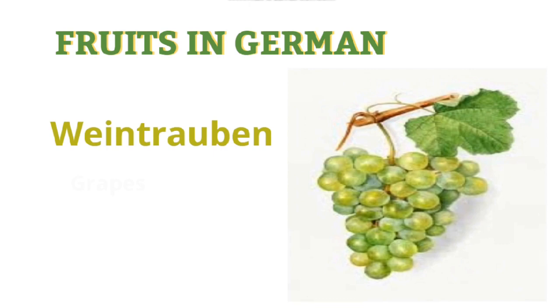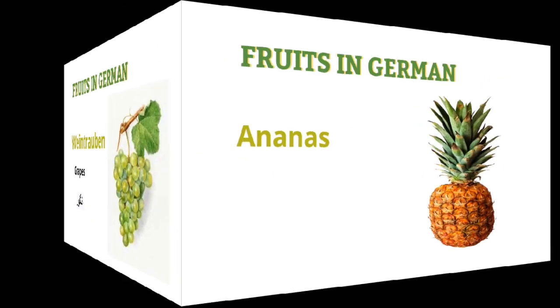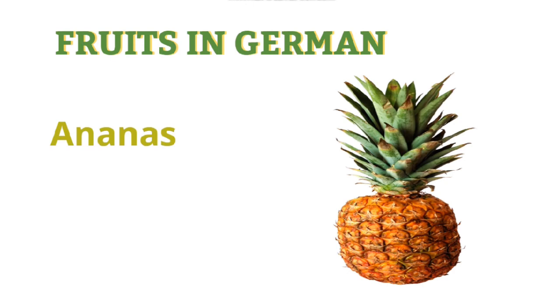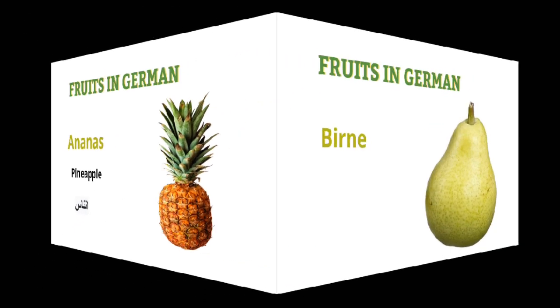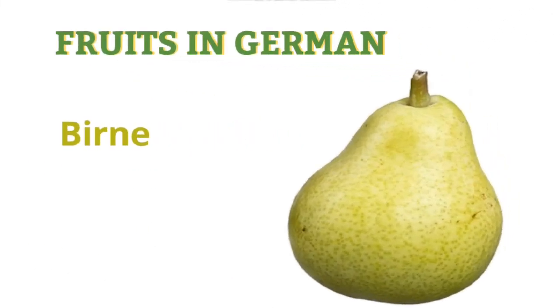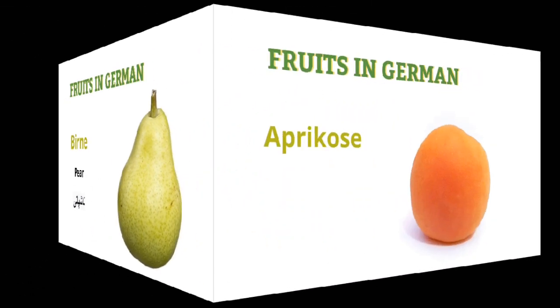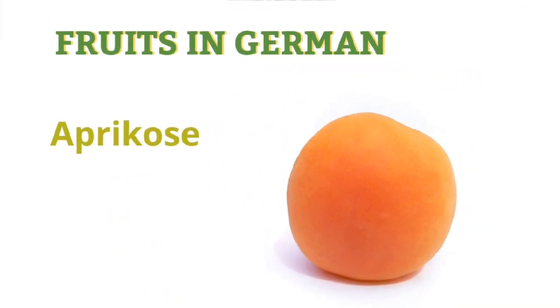Next fruit is Ananas. Ananas, which means pineapple in English. That is the most common fruit, Birne. Please repeat after me. Birne, which means pear in English. Now move to the next fruit, Aprikose. Aprikose, that's the German word. In English it is called apricot.